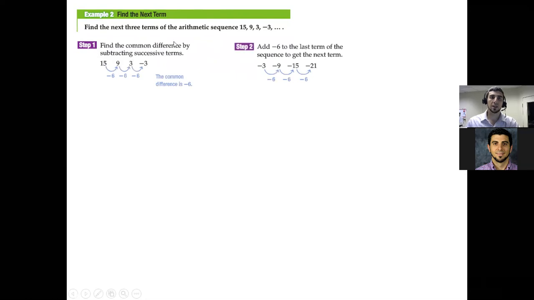So to find the next 3 terms, we start with the last one they gave us, -3, and then subtract 6 3 more times. So -9 minus 6 is -15, minus 6 is -21. So the next 3 terms in the sequence are -9, -15, and -21.